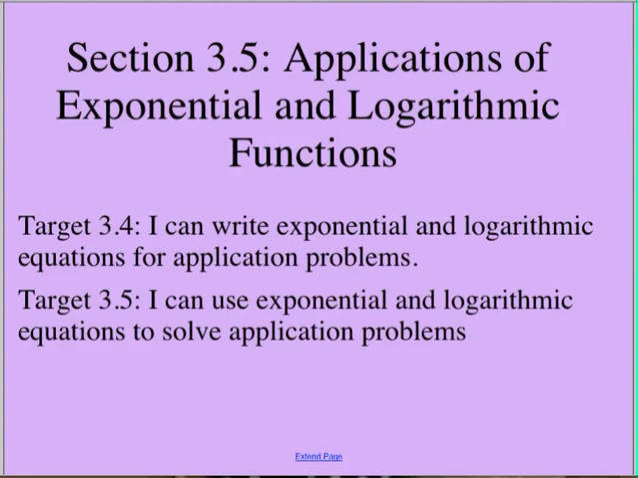And this video covered the exponential models and logarithmic models that we're going to be using to hit targets 3.4 and 3.5.